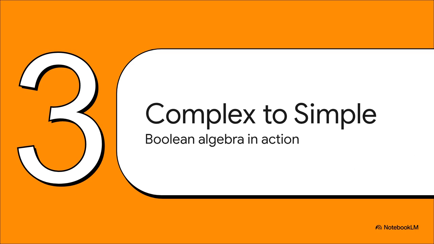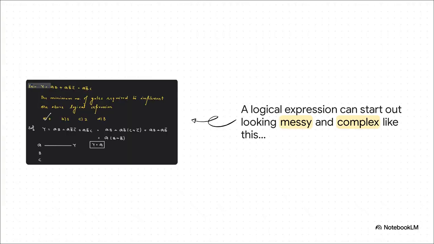Now for the really cool part. Let's see how we can use these simple tools to do something amazing. This is where we go from complex to simple, and where the real magic happens. So an engineer might start out with a logical expression that looks, well, like this. It's kind of long, a little messy. You see all those letters?